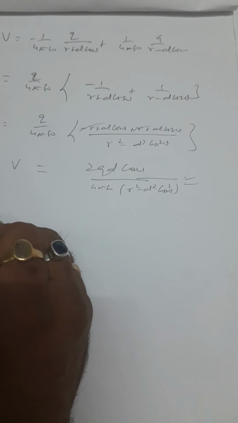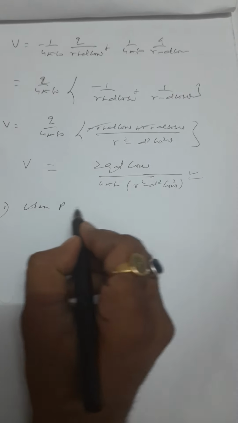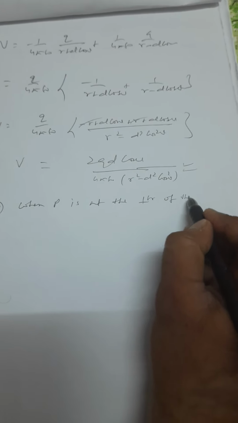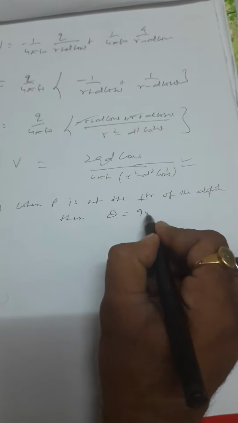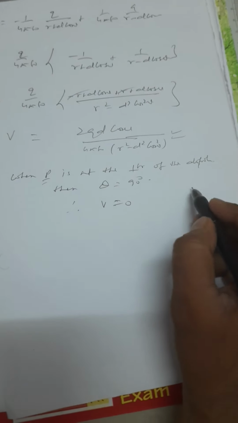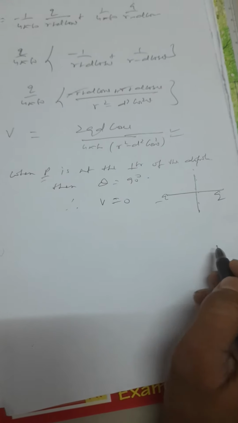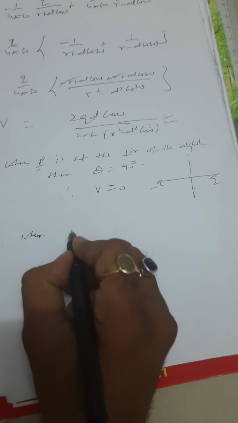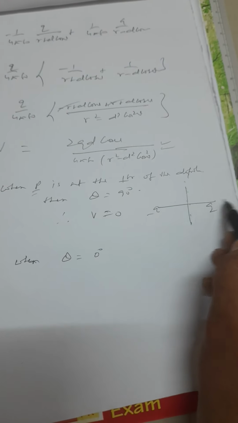And we have two cases related to this. Number one is when P is at the bisector of the dipole, then theta will be equal to 90 degrees, therefore V will be equal to 0. So this P could be at any point, say like this, minus Q, plus Q, so it could be anywhere over here. Another is when theta is equal to 0 degrees, so it means anywhere over here or here.